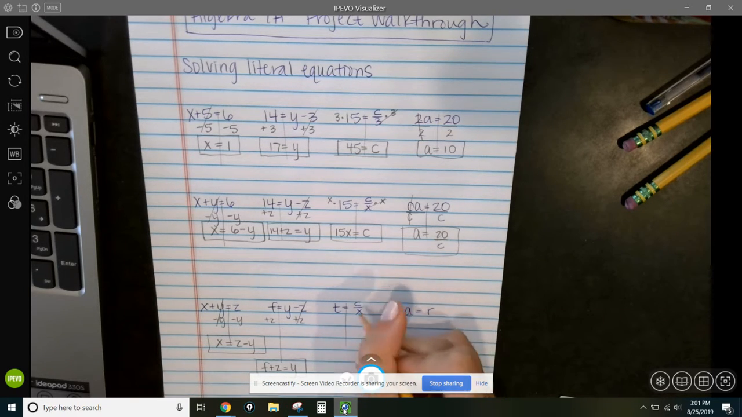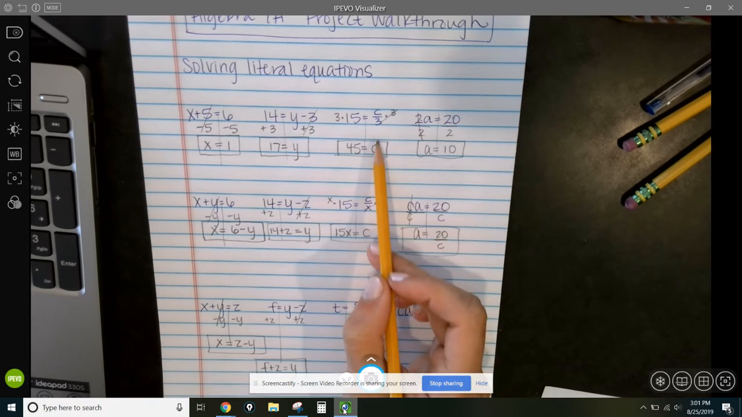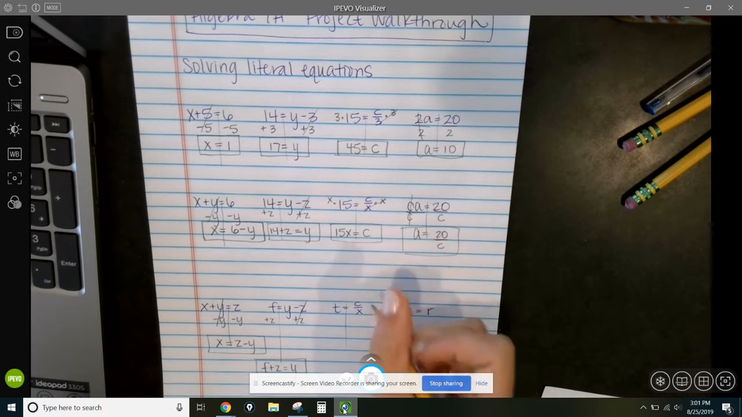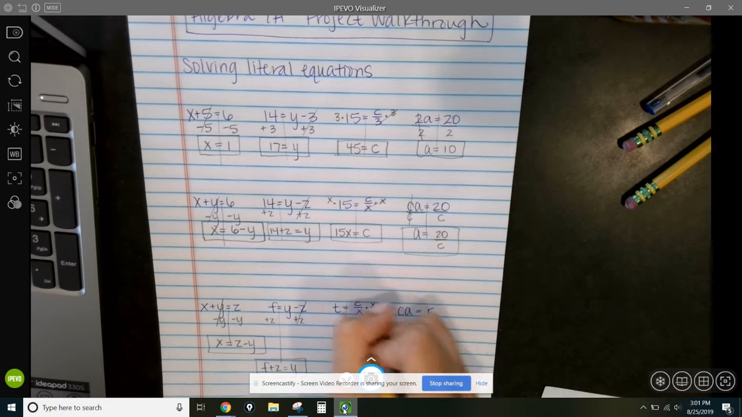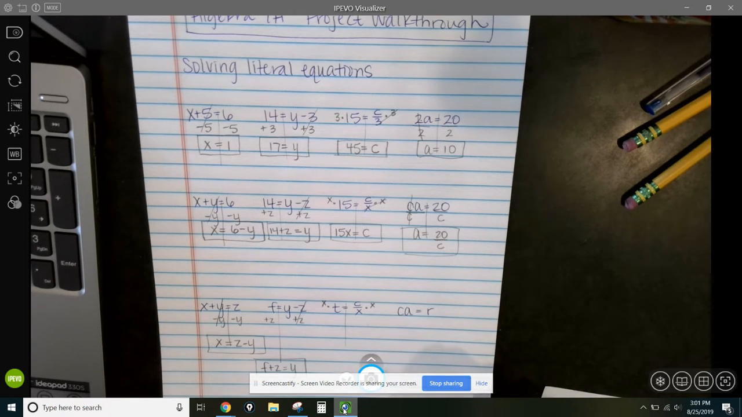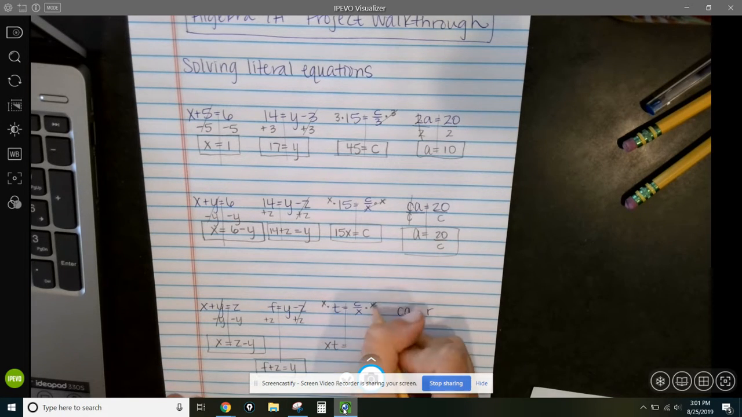Over here, t equals c divided by x. So I'm trying to solve for c. That's what I was doing on all of these problems. So the opposite of dividing by x is multiplying by x. So on the left, I have x times t. You can write that either way, xt or tx. And on the right, I just have c. I isolated c.